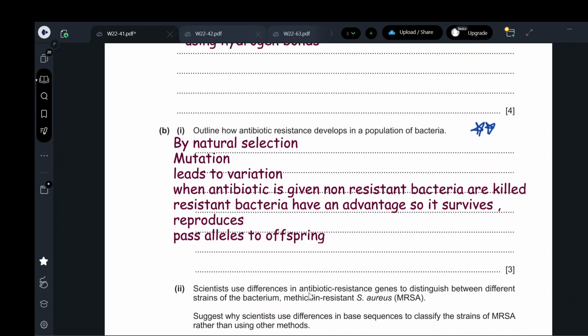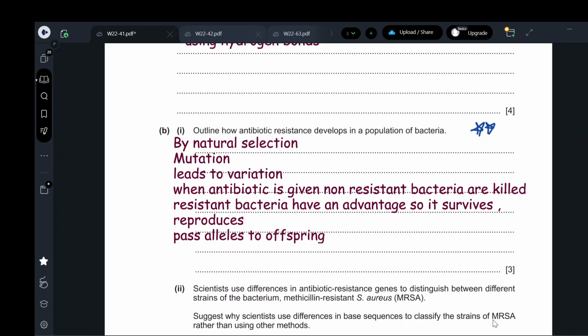Scientists use differences in antibiotic resistance genes to distinguish between different strains. Suggest why the scientists use the differences in the base sequence to classify the strains of MRSA rather than using the other methods. That's an easy question. He just used a lot of terms, but he is basically asking you, what is the benefit of using the DNA for classification over the other methods?